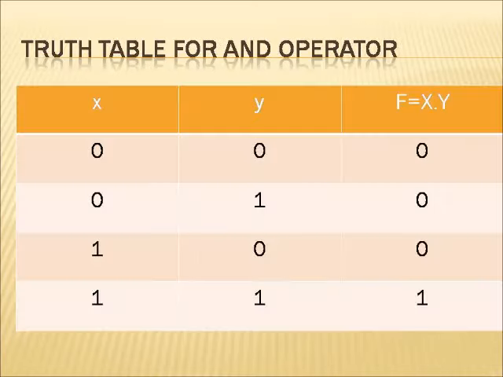Please see the truth table for the AND operator. X and y are two Boolean variables. When we perform the logical multiplication, f is the resultant output. Here f is equal to xy, which produces 1 only when both x and y are 1. Please see the truth table for the AND operator.